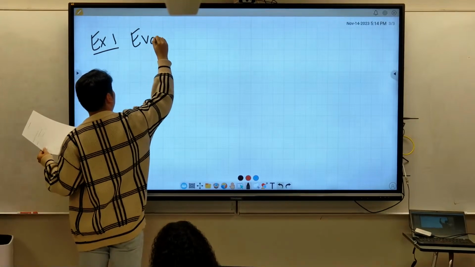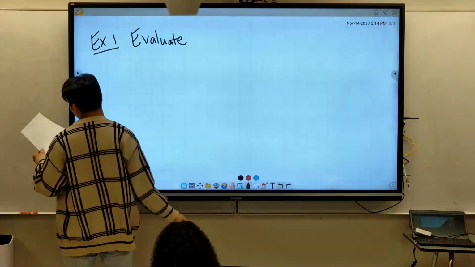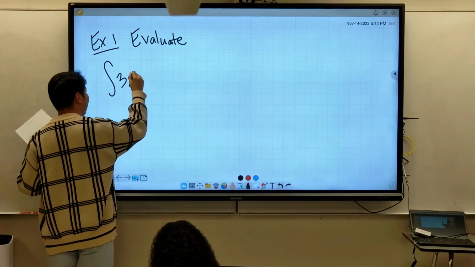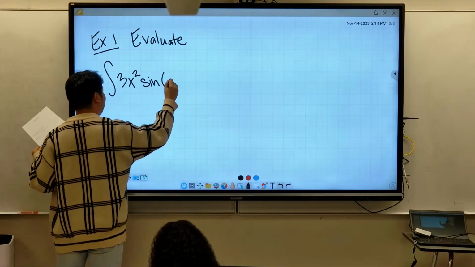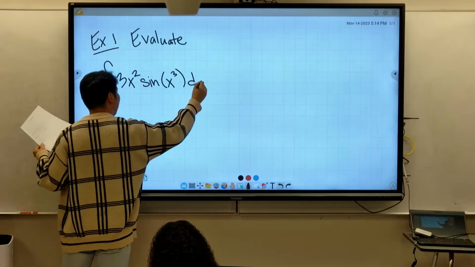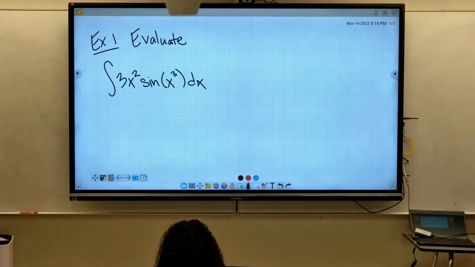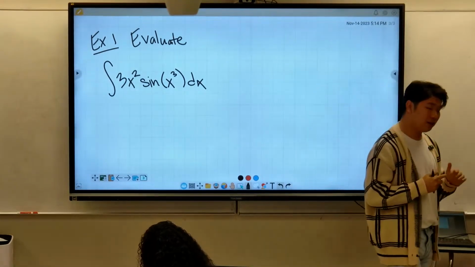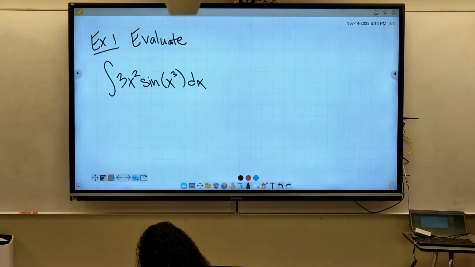Evaluate. Let's say I have the integral of 3x squared sine of x cubed dx. So looking at this, it is definitely not our standard vanilla function like sine of x. In fact, we have a couple of things going on here. So as I said, I'm going to lead y'all through this first one. And I'm going to ask you to see how this particular choice I make will actually help us.